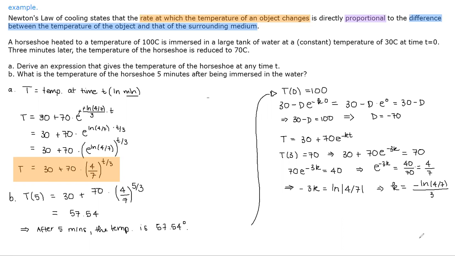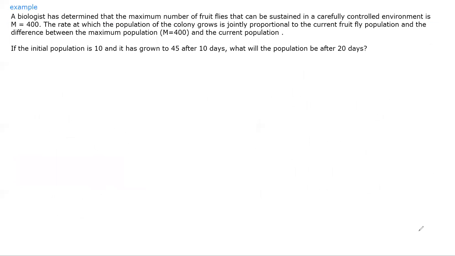Okay, so this is example number 1. In example number 2, I'm going to go ahead and use one of the most complicated examples that we're going to see in this class, which is what we talked about in the first class on differential equations, which was a restricted growth. Okay? So here we go. We have that a biologist has determined that the maximum number of fruit flies that can be sustained in a carefully controlled environment is M equals 400.